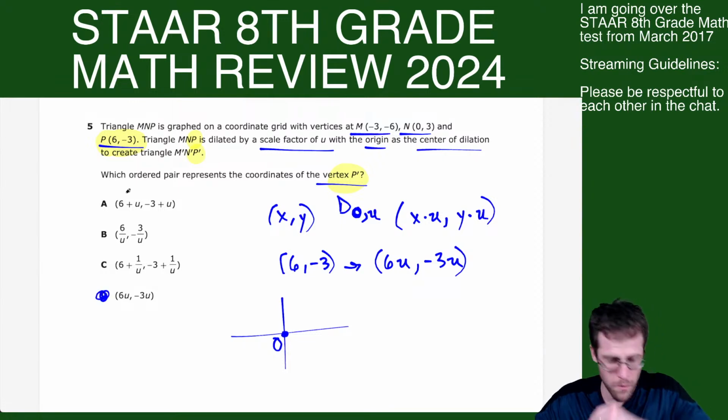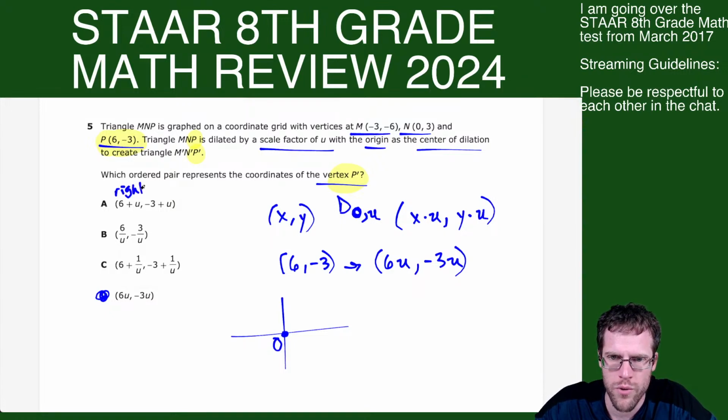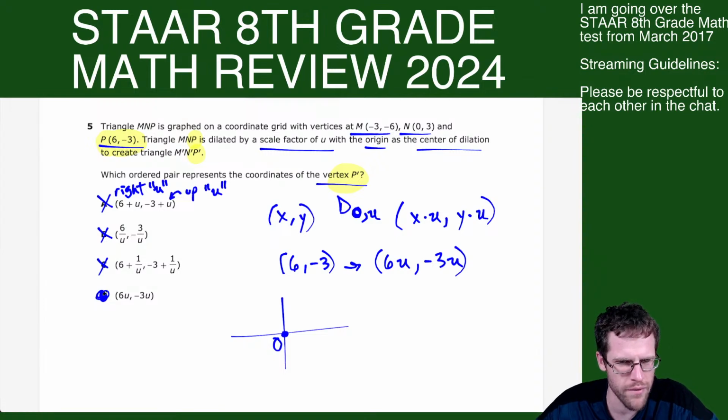The problem with this one, so why is this one no good? This one's no good because this is going to the right u units, and it's going up u units. Okay. This one, they divided. This would be a scale factor of 1 over u. So that's why this one's no good. And then this one, they go to the right and up 1 over u. So this is really just off. So choice D, definitely.